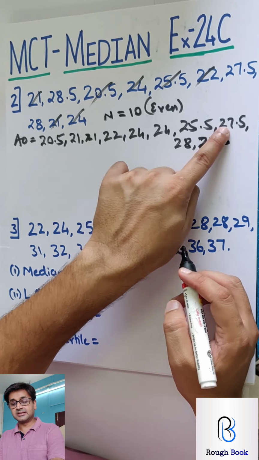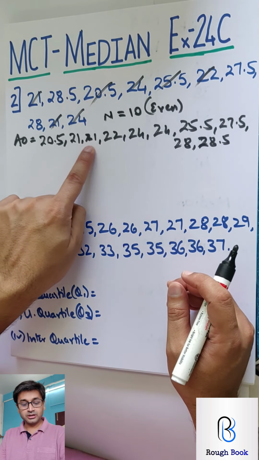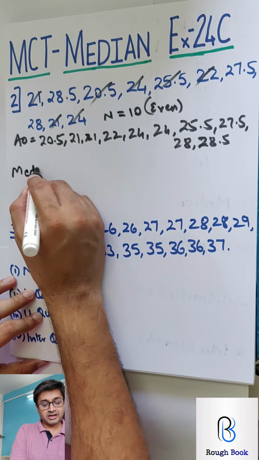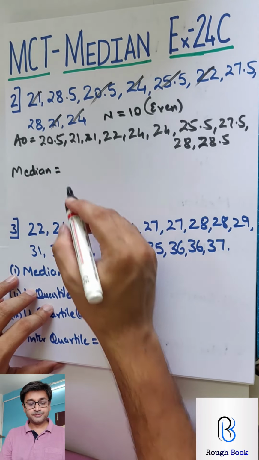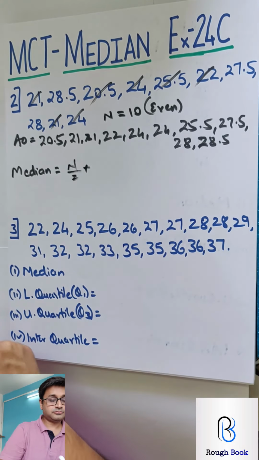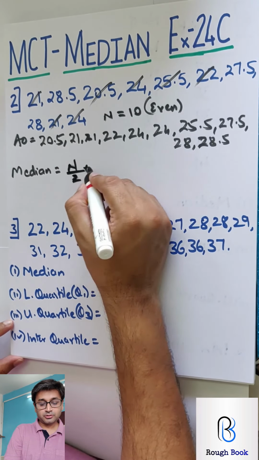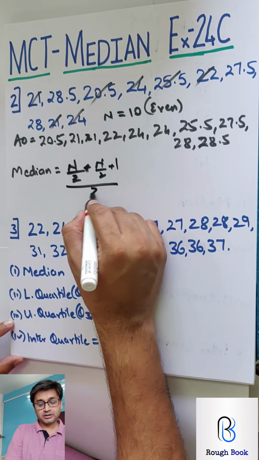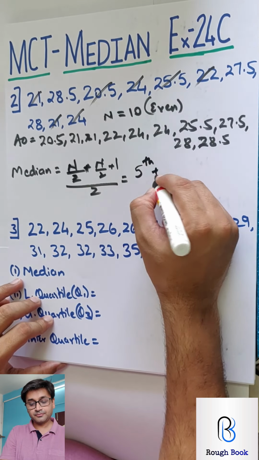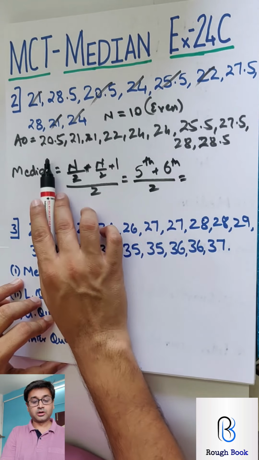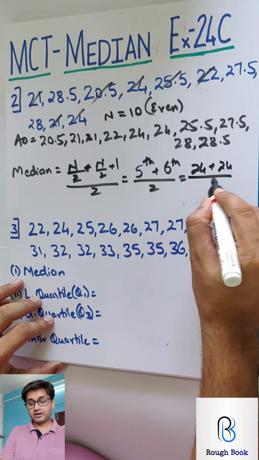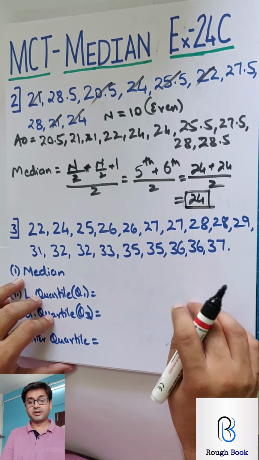1, 2, 3, 4, 5, 6, 7, 8, 9, 10. So how will I calculate the median? They have asked us to calculate only the median. So median is going to be, in this case, (n by 2 plus n by 2 plus 1) divided by 2. What is n over here? 10. So 10 by 2 is 5th term plus 6th term divided by 2. Count 1, 2, 3, 4, 5. 5th term 24 plus 24 divided by 2. So the answer is going to remain as 24.